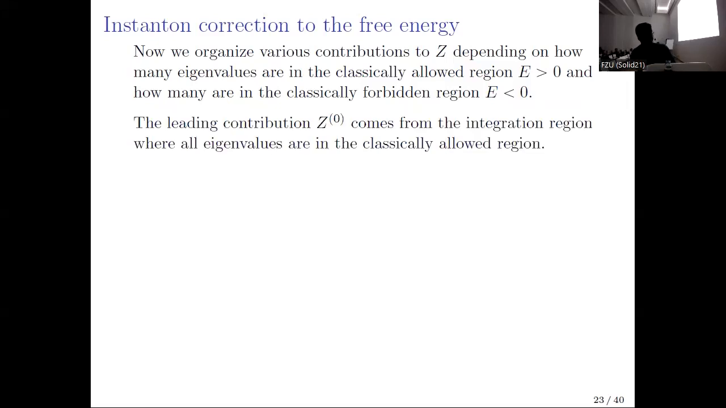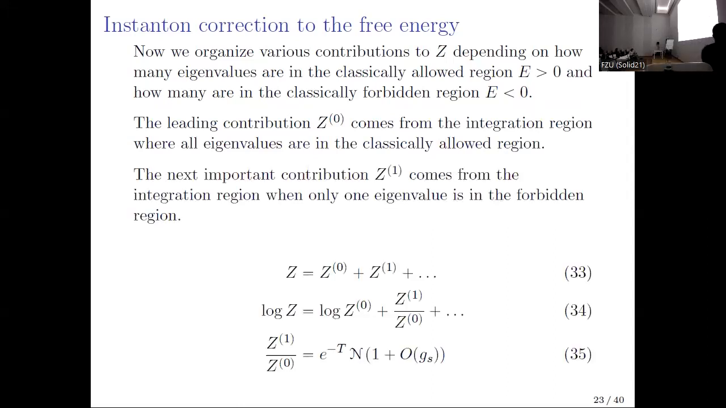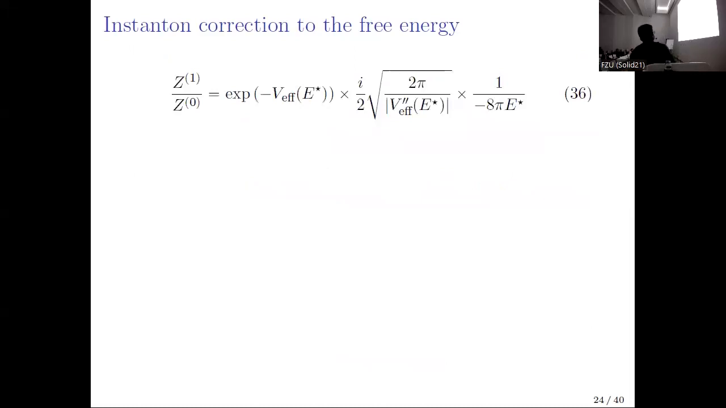Z0, with no instantons, comes from the saddle point where all the eigenvalues are here on the cut. Z1 comes from eigenvalues, n minus 1 here and 1 here. So again, I just rewrote this to have no instanton plus 1 instanton, take the log, isolate these things. And here is the answer. So you have exponential of minus the action times a Gaussian integral over the energy variable. That's just like this, 2 pi over square root.